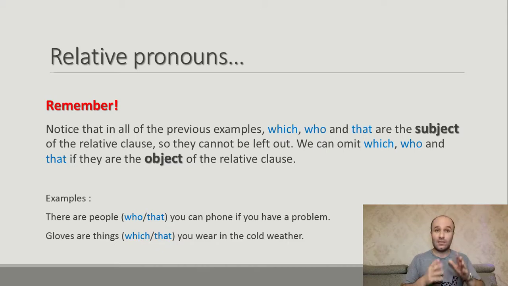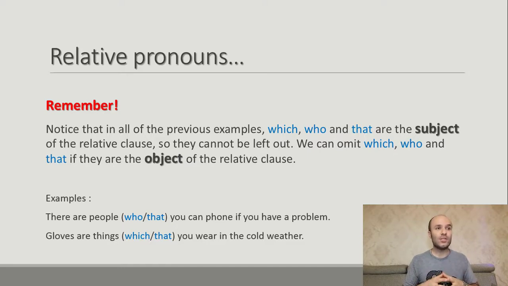Remember, it's very important. Notice that in all of the previous examples, which, who, and that are the subject of the relative clause. Subject means a thing or a person, which or who is doing the job, is doing something, okay? That's the definition of subject. So they cannot be left out. You cannot omit them. You cannot delete them from the sentence.